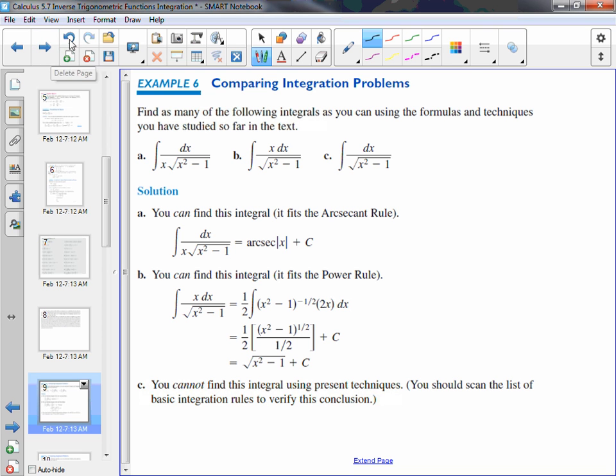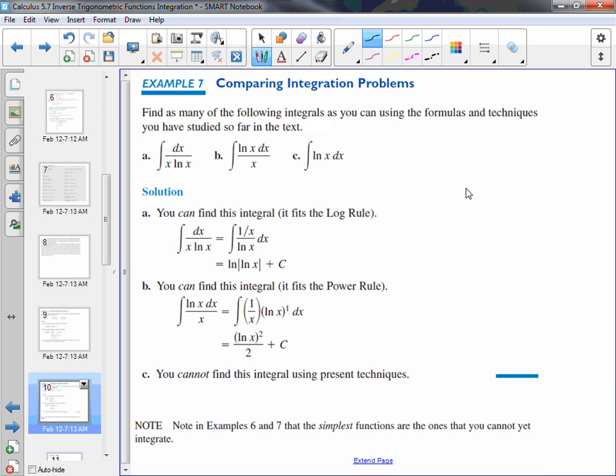Okay. All right, look at example 7. You can make A work. You can make B work. C looks simpler. Can't do it.